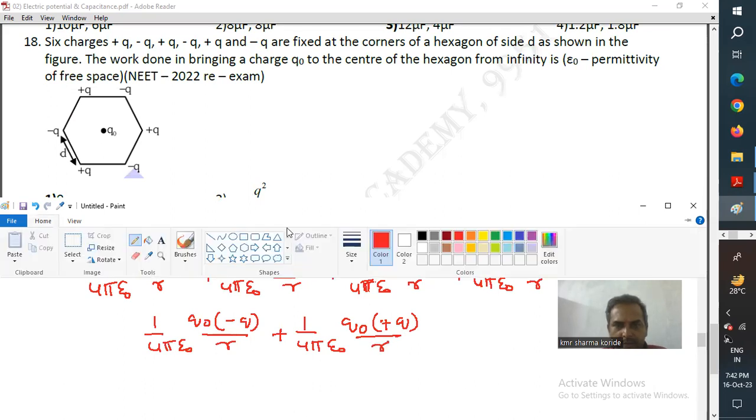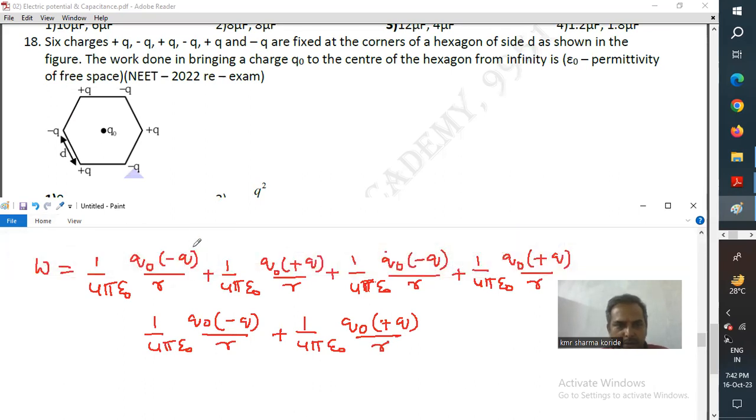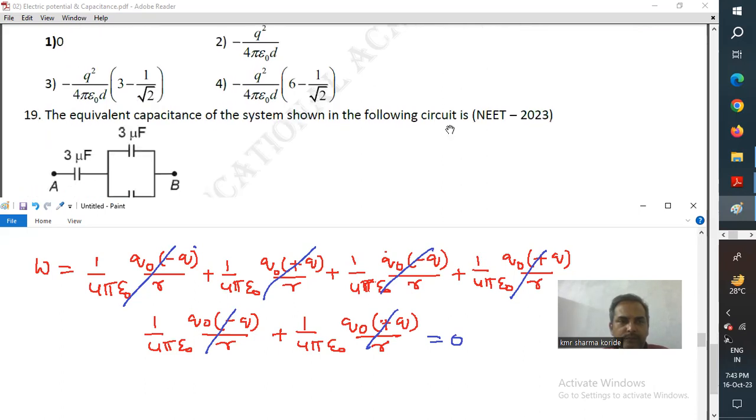So therefore, look at this. This is minus Q, this is plus Q. Magnitude and distance are the same here. Minus Q plus Q, minus Q plus Q. So the answer is 0. So the first option is correct.